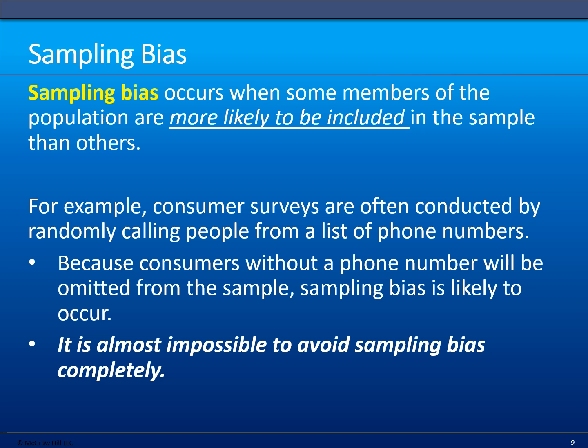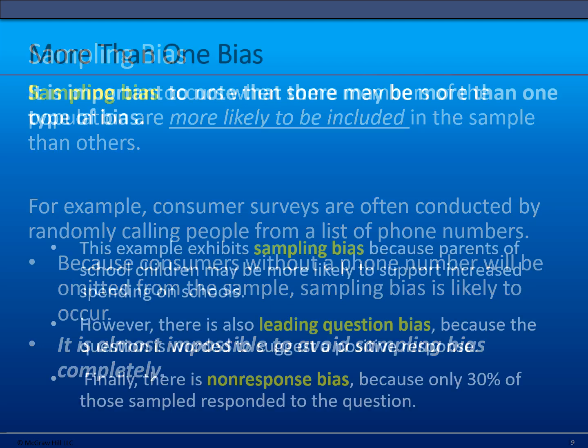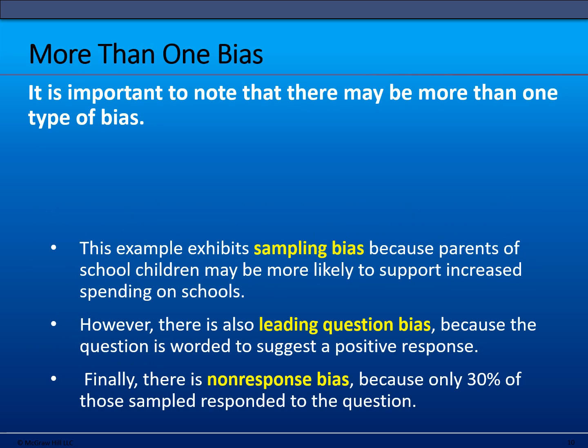And so you've got to figure out, is your sample really reliable in terms of representing your population? And it's almost impossible to avoid sampling bias completely, just because it's hard to get people to respond and to create a sample that's truly representative of a population, especially the larger a population is. Also note that typically if there's bias in a study, there's multiple types of bias.